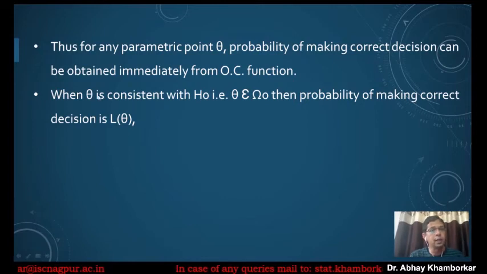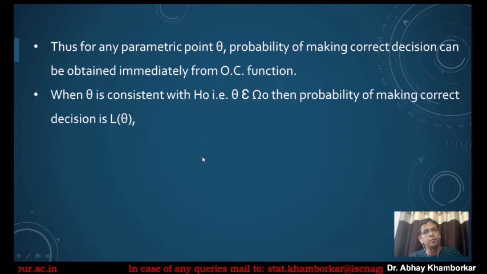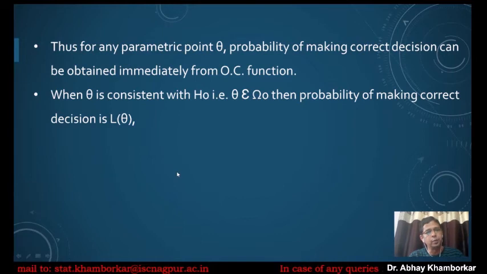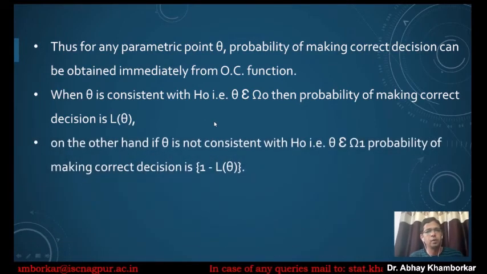On the other hand, if theta is consistent with h1, in that case the probability of making a correct decision becomes 1 minus L theta. So as in the power function we had alpha and 1 minus beta, a similar concept is here. Here L theta represents the probability of making a correct decision when h naught is true, and 1 minus L theta is the probability of making a correct decision when h1 is true, right? So that is what I have written.